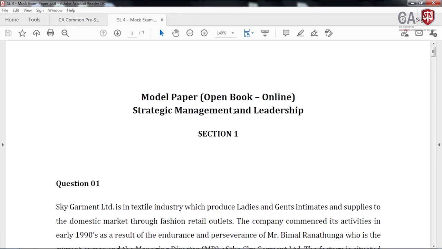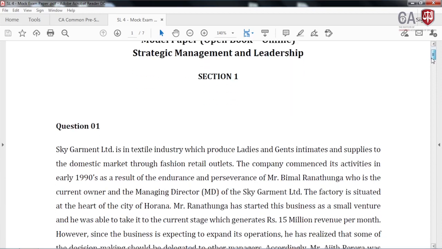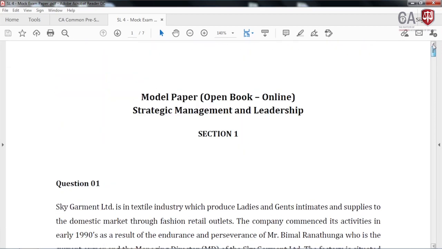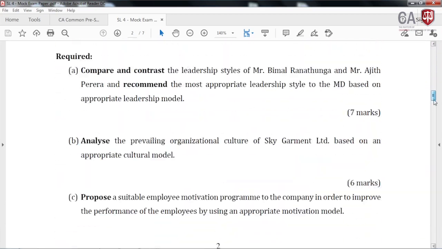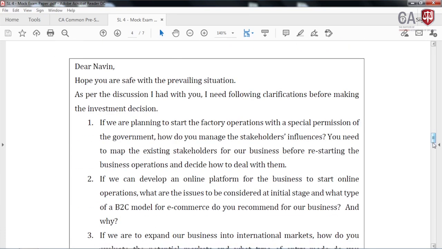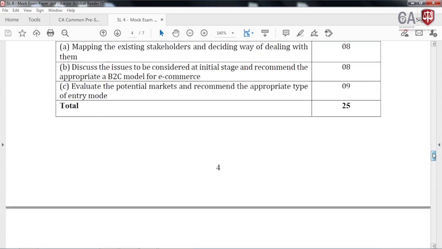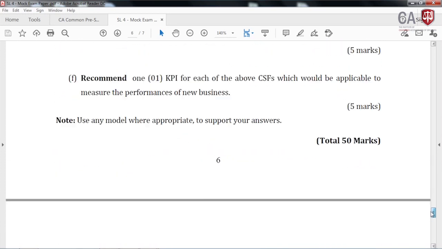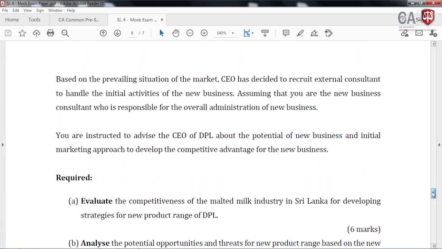the mock exam, model paper given for the SML subject, right. So, first of all we look at what questions he has raised. There are 3 questions. Question 1 carries 25 marks. Question 2 also carries 25 marks. Question 3, based on the pre-seen, you are aware, 50 marks should be allocated for that.